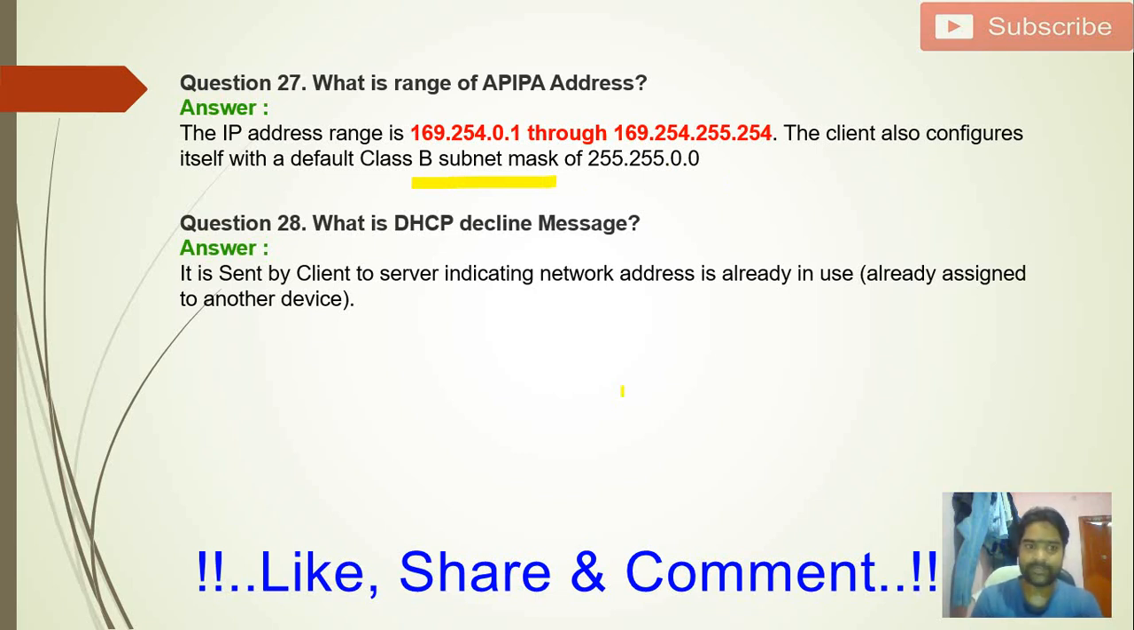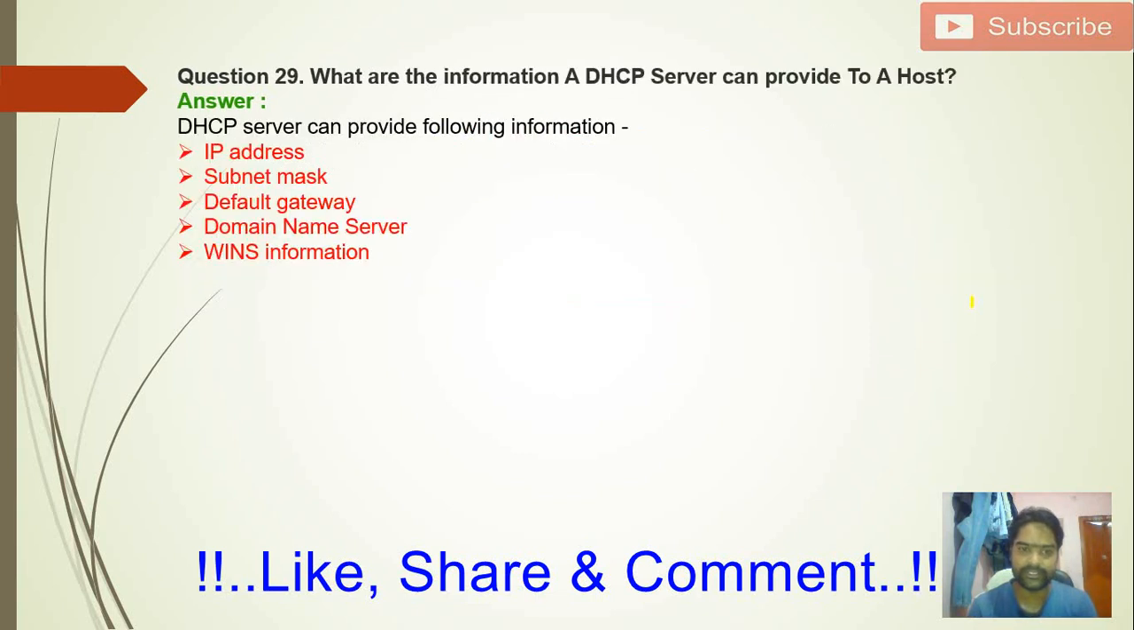And the next question is, what is a DHCP decline message? So this decline message is sent by the client to the server indicating the network address is already in use. If you have assigned one IP address to some system, in that condition it will tell that this IP address is already used. So the same IP address cannot be given to two machines. In that condition, this decline message will be sent by the client.